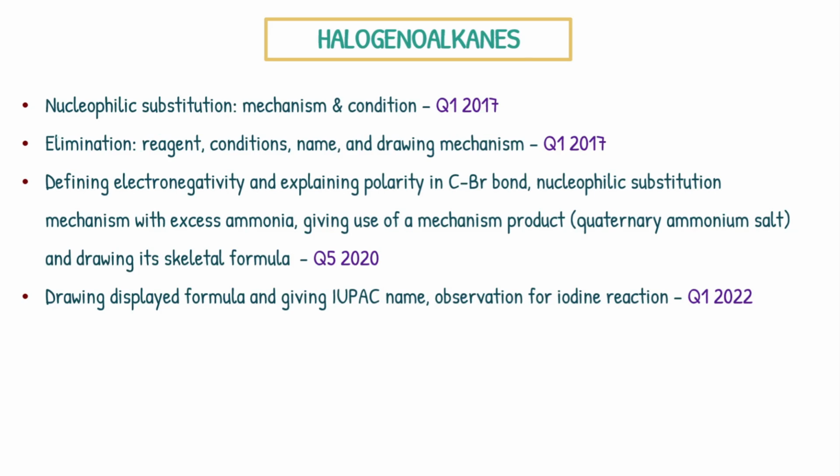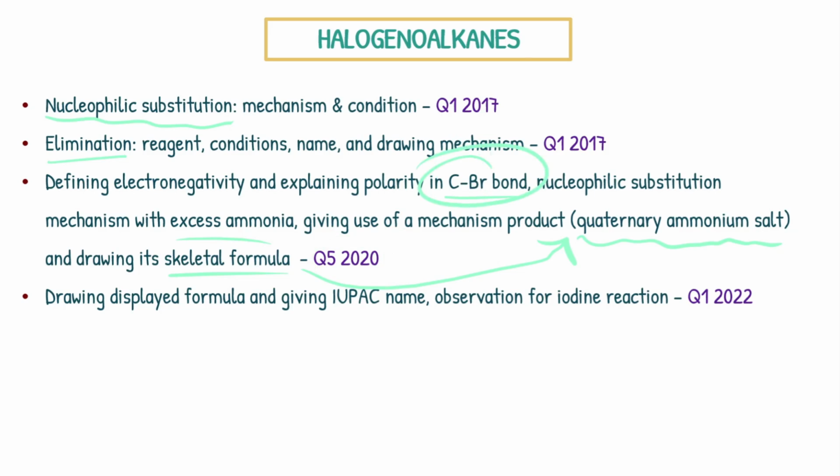Okay, so halogenoalkanes, let's go through this. Nucleophilic substitution mechanism and conditions, elimination mechanism, reagent, conditions, name and drawing the mechanism, defining electronegativity and explaining the polarity in a carbon-bromine bond. And then the nucleophilic substitution mechanism with excess ammonia, giving a use of a mechanism product, which was a quaternary ammonium salt. So what is the use of that? And drawing its skeletal formula. So I believe you have to draw the skeletal formula of this one right here, but feel free to check out that question if you're not too sure.